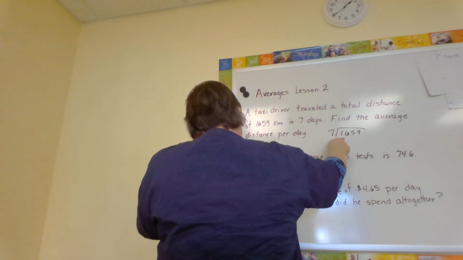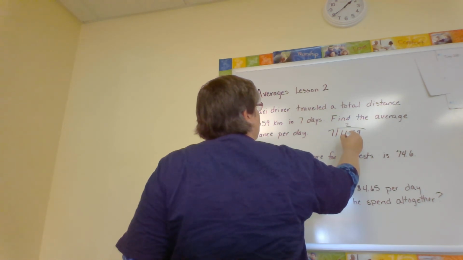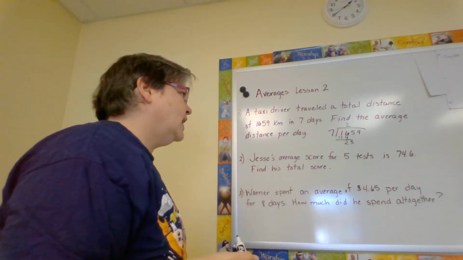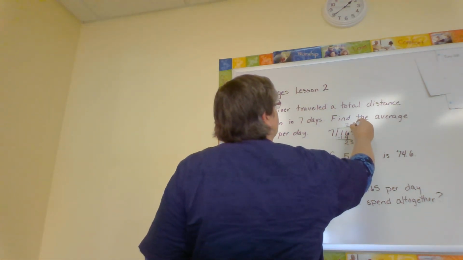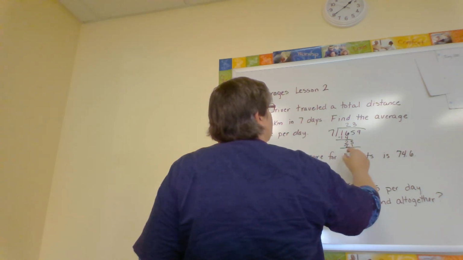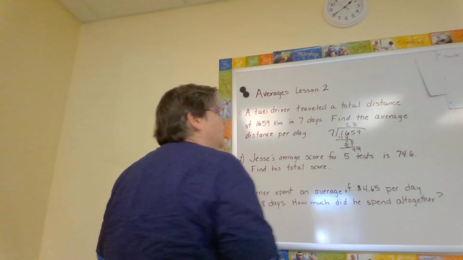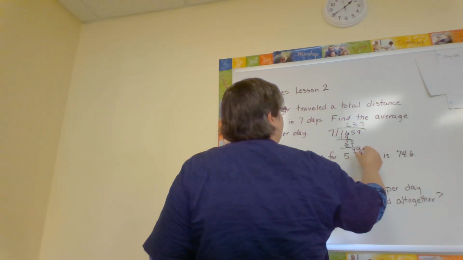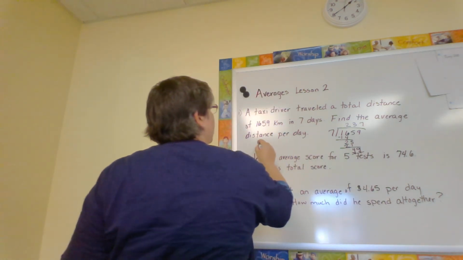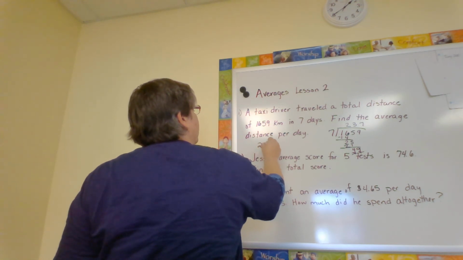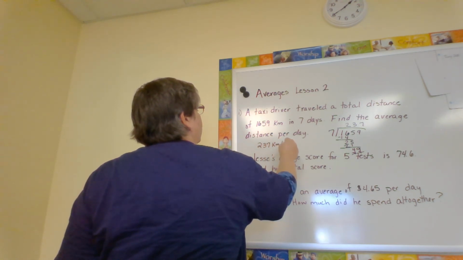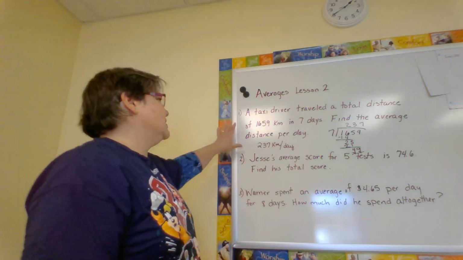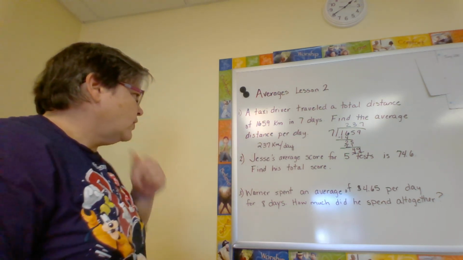7 goes into 16. 2 times 7 is 14. Subtract, I get 2. Bring down your 5. 7 into 25 goes 3 times. 3 times 7 is 21. Subtract, bring down the 9. And 7 goes into 49 7 times. 7 times 7 is 49. Okay, so the average is 237 kilometers a day. That's how we find that. All right, so you're going to have a question almost exactly like that in your workbook. Let's go to number 2.